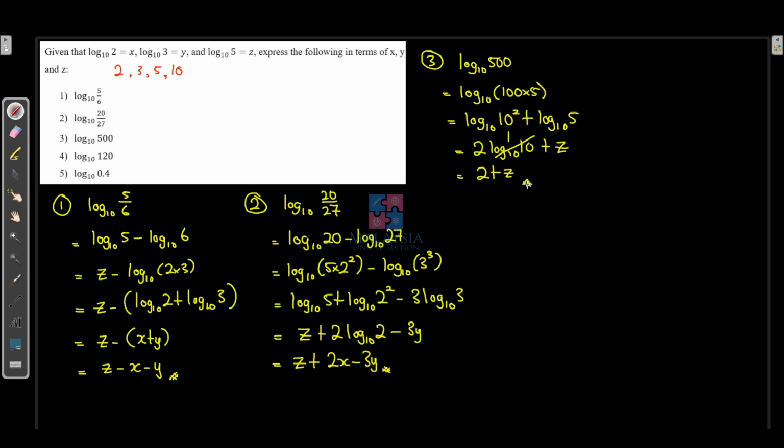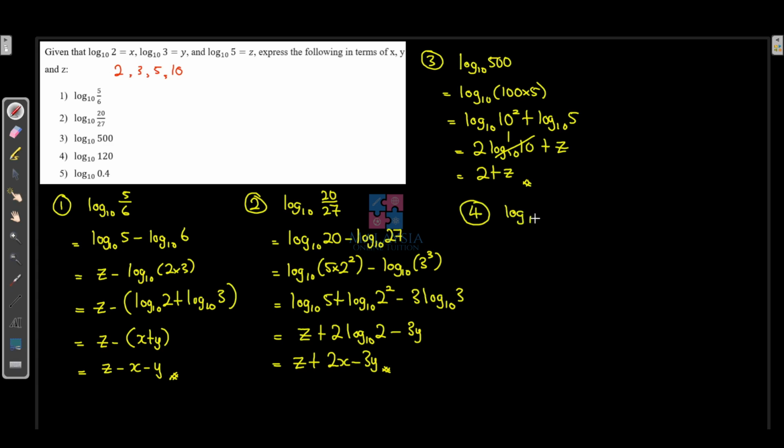As you can see, so far what we have done is we have to know the numbers that we have, the 5, 6, 20, 27, 500. How are we going to get all those in terms of the numbers that we have listed here: 2, 3, 5, and 10? Okay, so now continue to question part 4.